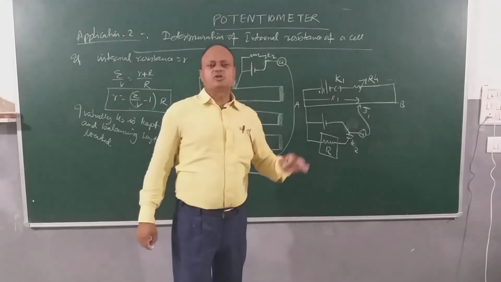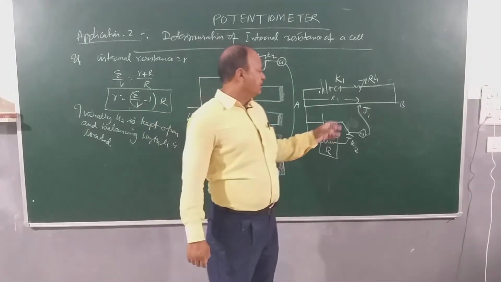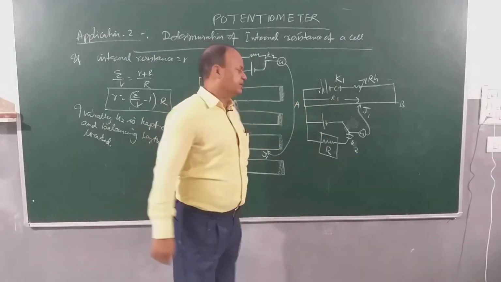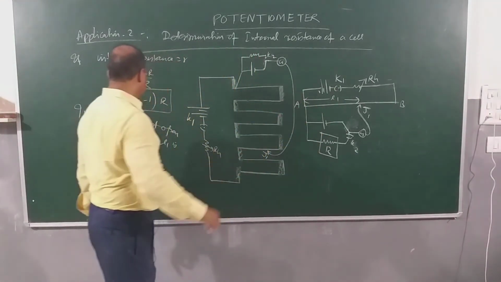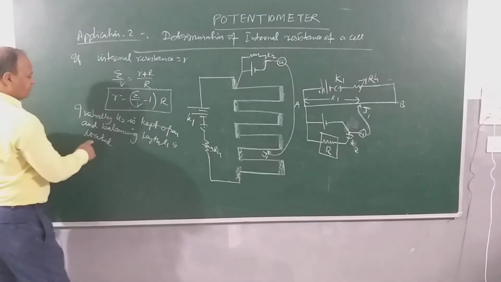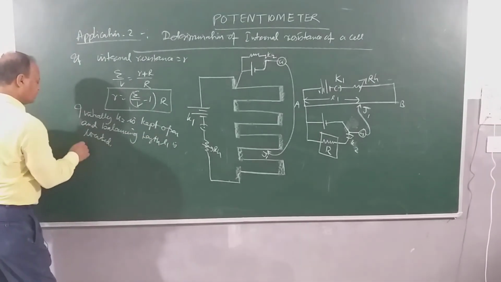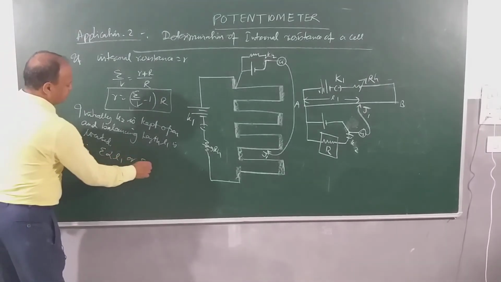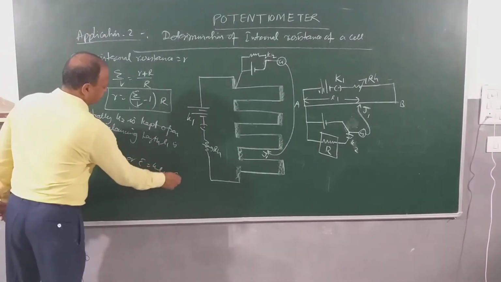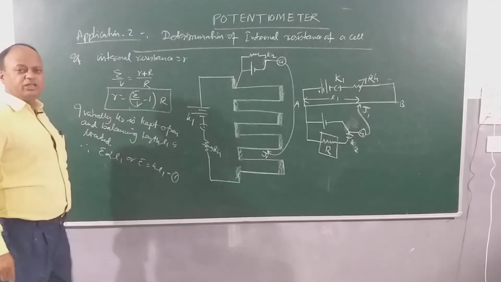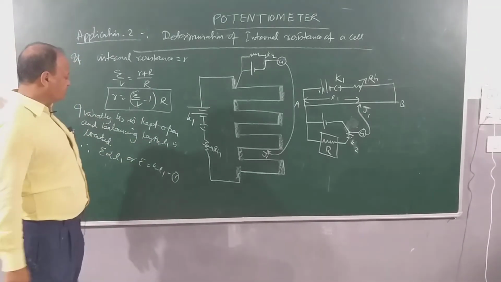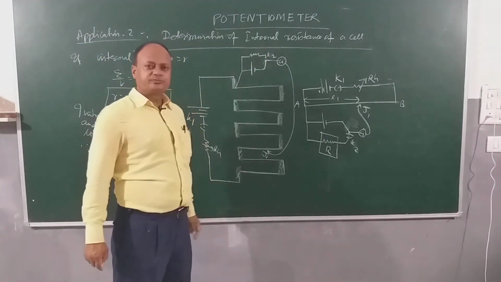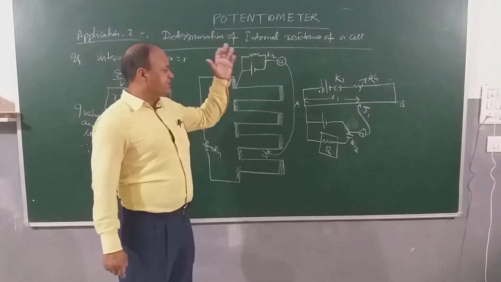If the galvanometer is not showing a deflection, that means this length L1 is the balancing length for the EMF of the cell, right? So L1 corresponds to the EMF. Therefore, E is directly proportional to L1, or E is equal to K into L1. This length L1 will correspond to the EMF of the cell. Next, what we'll do is, I'll close key K2. And then again I'll slide.